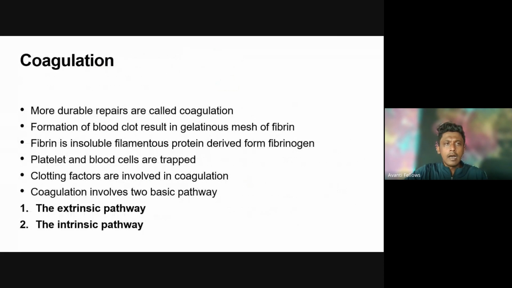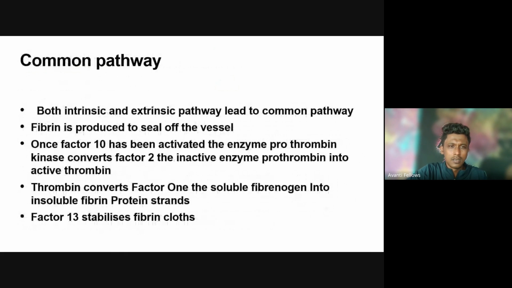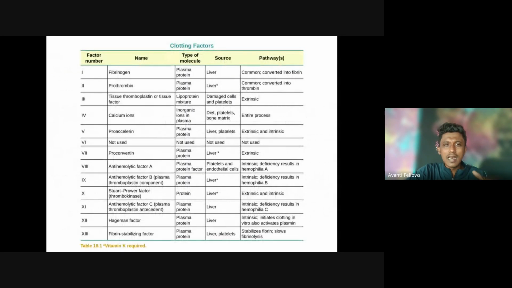Now coming to coagulation. Coagulation of blood is very important, and it's a cascade mechanism. When I say cascade mechanism, you just have to look at this slide. In this slide, we see that in one column they have given the factors, in another column the names of the factors, and then what pathway they are involved in. We'll make it simple so that we understand.